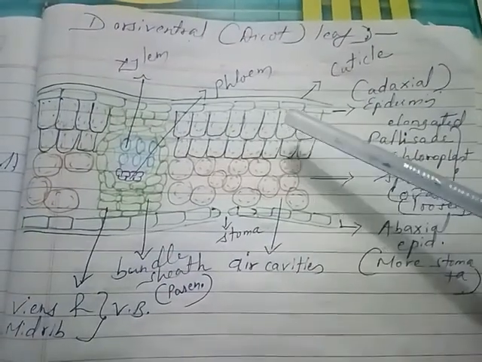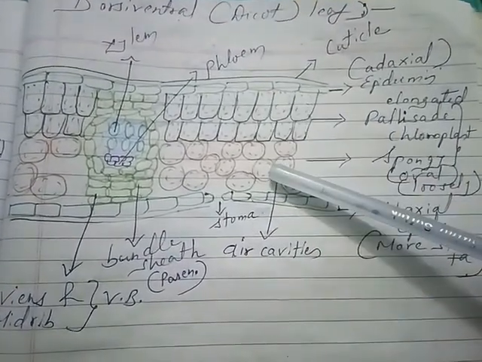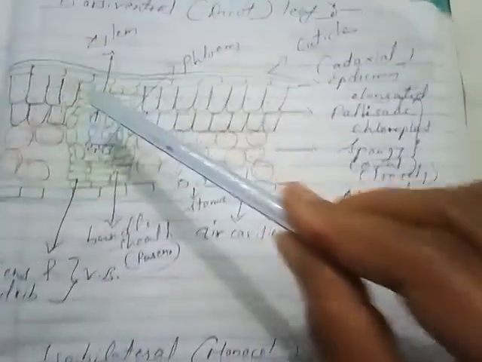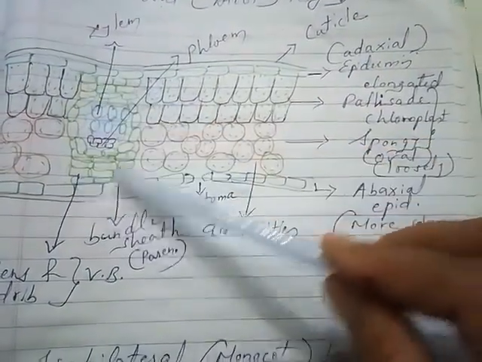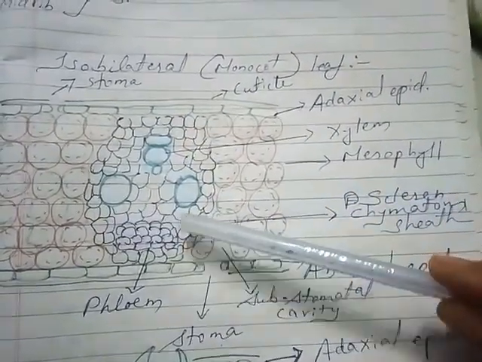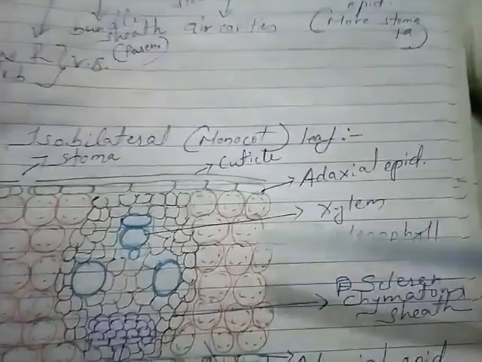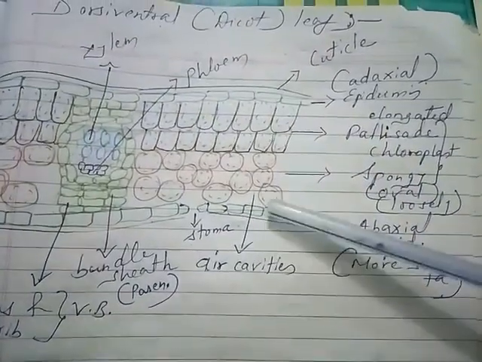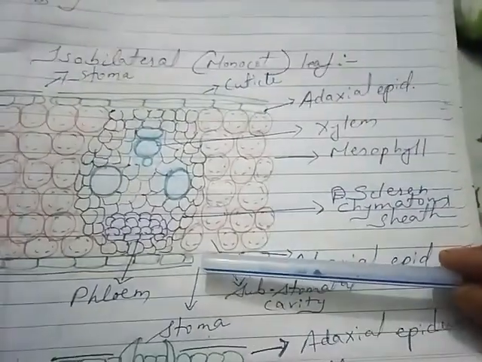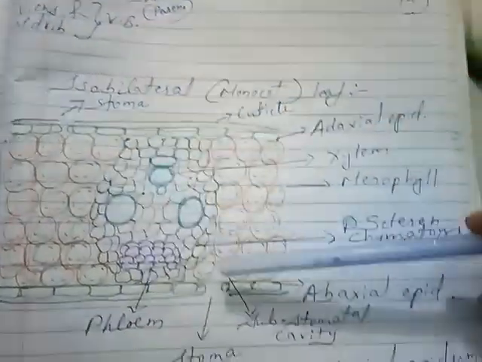So the difference between dicot and monocot leaf is that mesophyll cell is differentiated into two types, that is palisade and spongy, while here it is not differentiated. Then vascular bundle is having sheath of parenchyma, while here vascular bundle is having sheath of sclerenchyma. Then number of stomata will be more on the lower side in case of dicot leaf, while in case of monocot leaf the number of stomata are same.